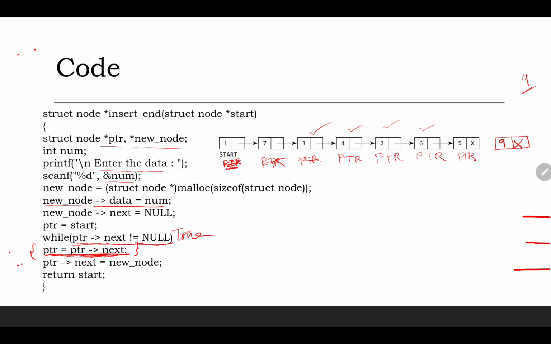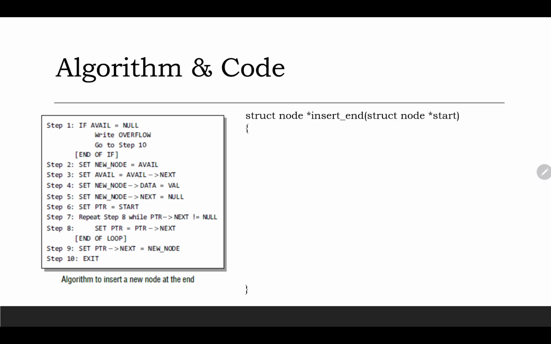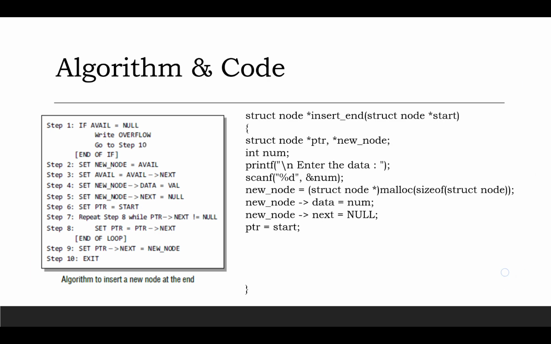So what happened? The condition becomes false. So it will come out of the loop and it will execute this statement, ptr->next = new node. So here what will happen? The address of this new node will be assigned here. So this part contains the address of new node. Now what we have done? We have inserted the new node at the end.